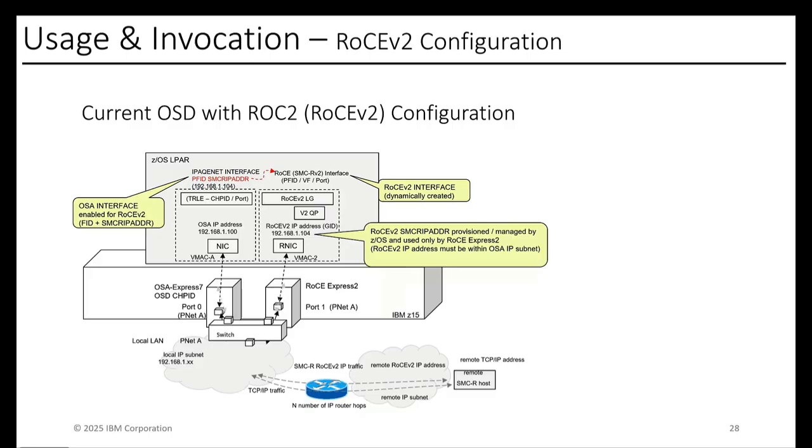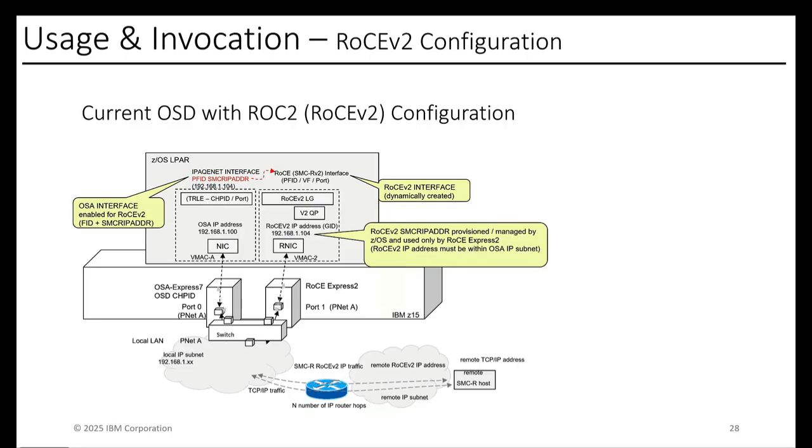So here, as a little bit of review, for IPAQENET, if you want to use SMC-R v2, then on the SMC-R statement there are a few parameters called PFID and SMC-R IP address. This is where you provision, for OSD, a RoCE 2 PFID, which would be RoCE Express 2 or RoCE Express 3 cards, PFIDs that you generated. And you're going to define an SMC-R IP address that's in the same subnet as your OSA, right?